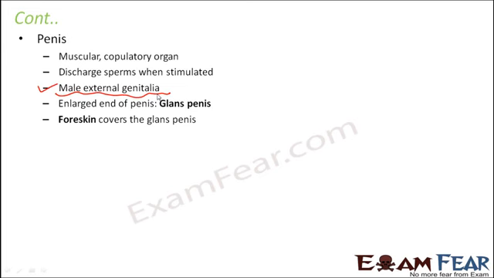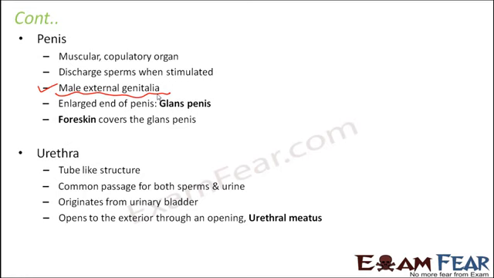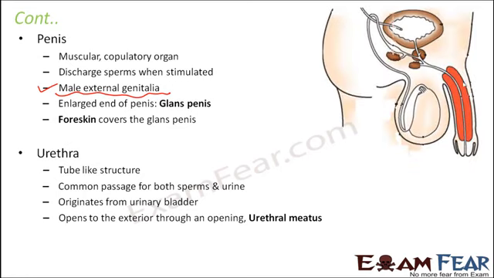Now the enlarged end of the penis is called the glans penis. If you look at the structure of the penis, this structure is the penis. The enlarged end of the penis is known as glans penis, and there is a foreskin which covers the glans penis. This layer of skin present here is called foreskin. So that is how the structure of the penis is.